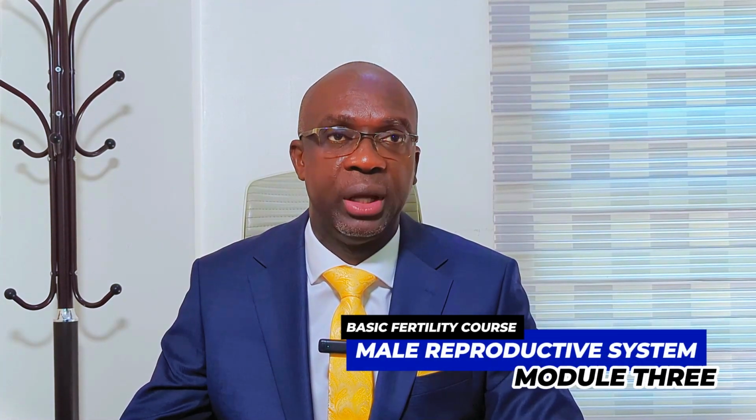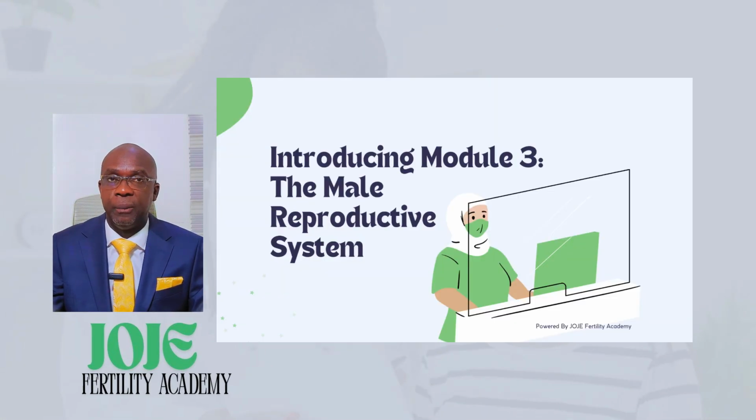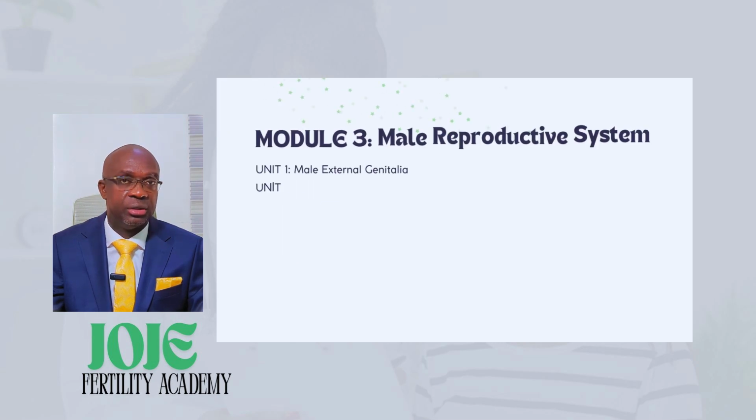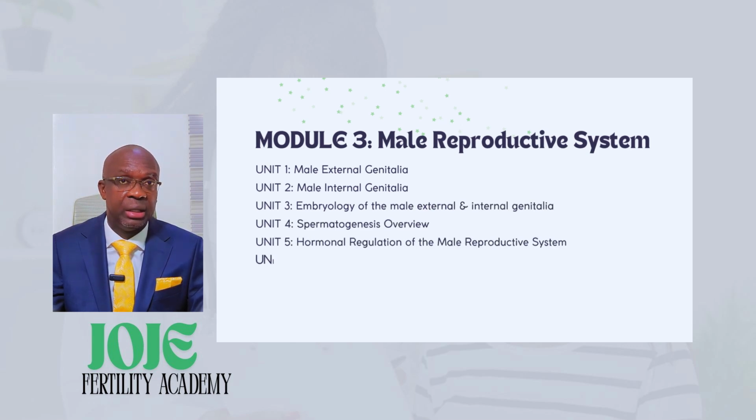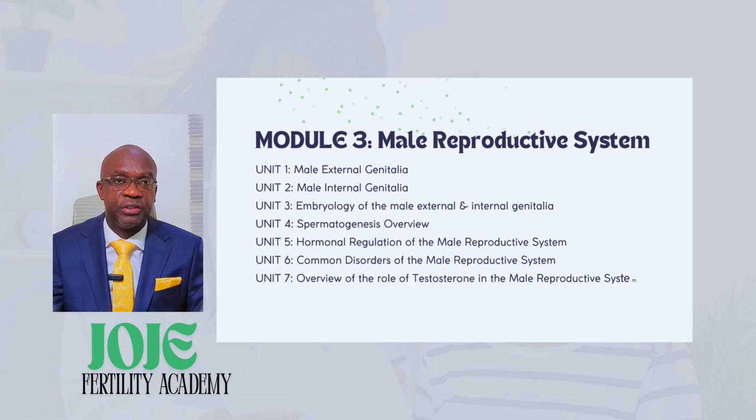In this module, we have 8 different units, from the male external genitalia to the male internal genitalia. We're looking at the anatomy, which will also include the embryology of the male external and internal genitalia, and then we'll have an overview of spermatogenesis, the production of sperm, and then we'll look at the hormonal regulations of the male reproductive system, and then also take a look at the common disorders of the male reproductive system.